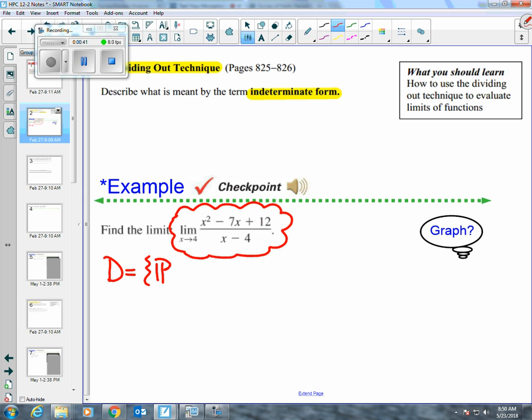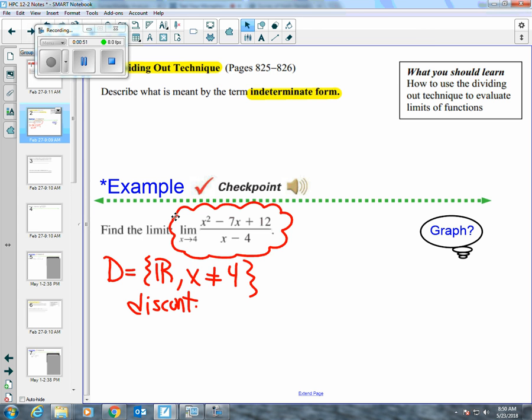So the domain for this is all reals. X can't be equal to 4 though. So that's where we're going to be discontinuous on our graph. The question is, what kind of discontinuity is it? We can definitely take a peek at the graph. So if you can take a moment and go ahead and type in your equation so you can see what it looks like.